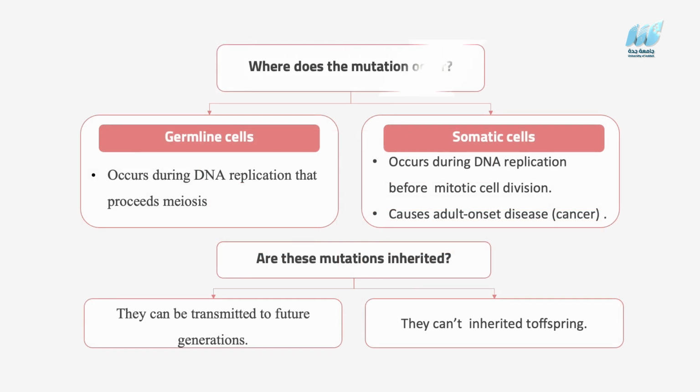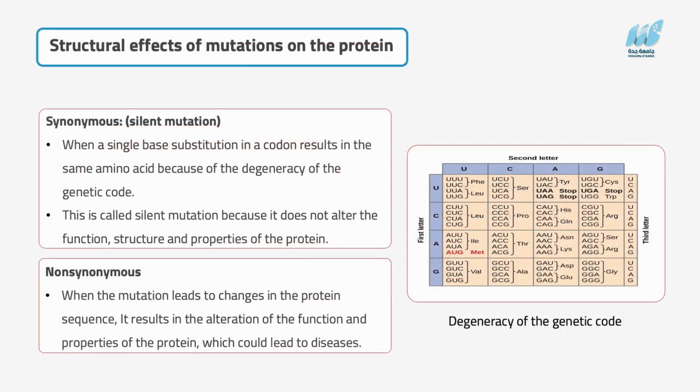Where does the mutation occur? It can happen in germ cells or somatic cells. Somatic mutation may cause adult-onset disease such as cancer, but cannot be transmitted to offspring. However, a mutation in a gamete can be transmitted to future generations unless it affects fertility or survival into adulthood. We will focus on mutations that happen on the level of a single gene.